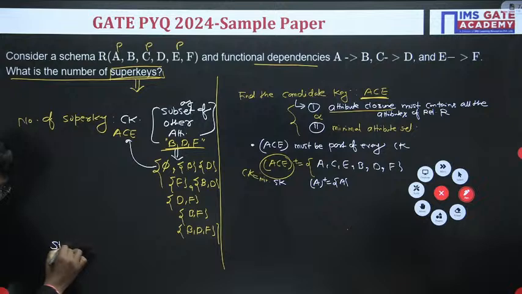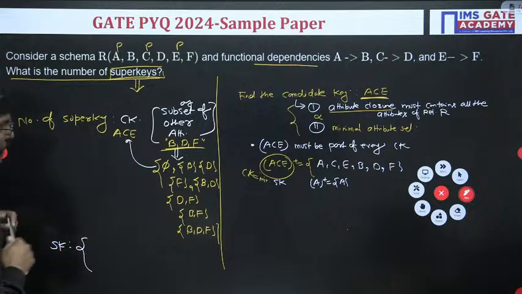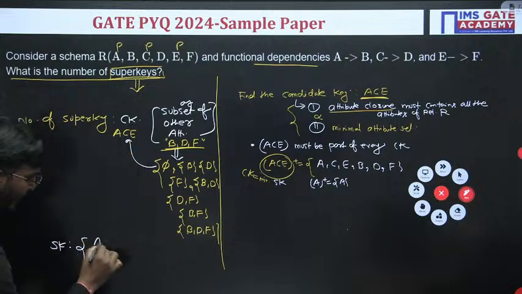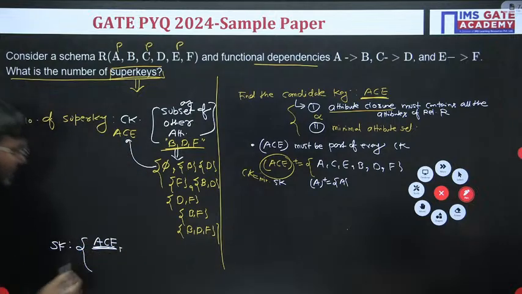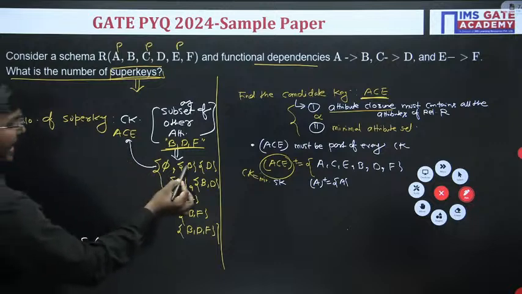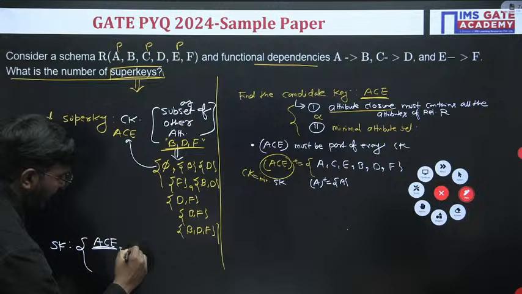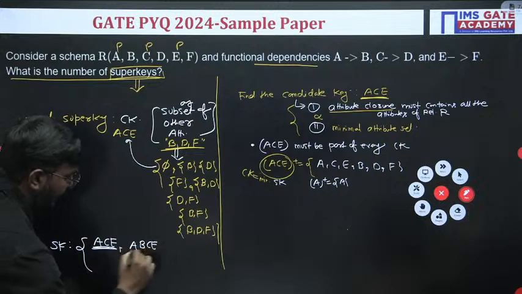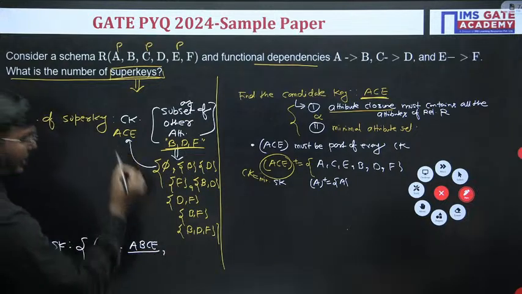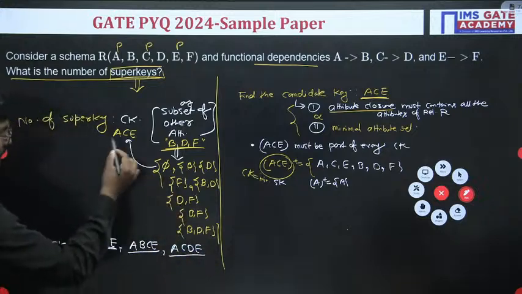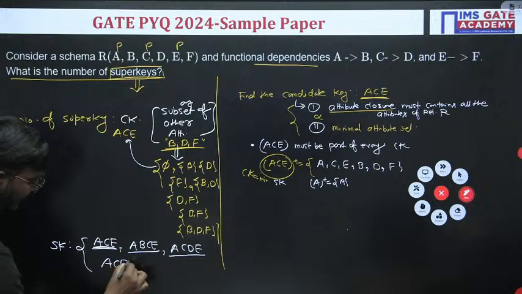See here, the super keys are nothing but, the first super key will be, if I attach this 5 with the ACE, it will form the ACE. This ACE is the first super key. Now if I attach this B along with the ACE, it will form one more super key, that is our A, B, C and E. Same again D, so it will form here A, C, D and E. Same here is F, so it will form here A, C, E, F.